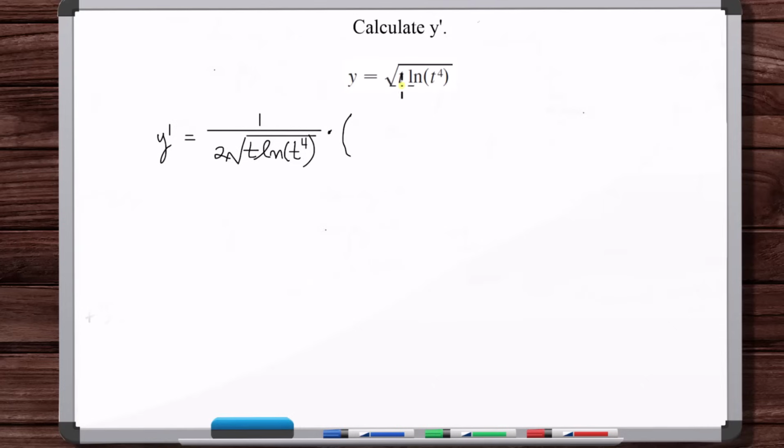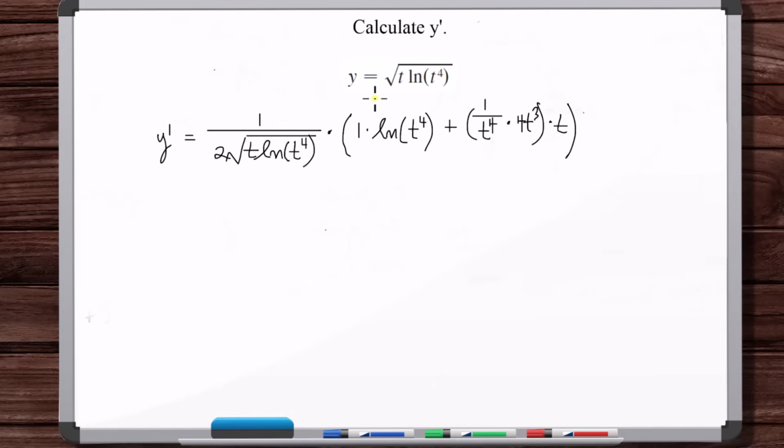Product rule: the derivative of the first, 1, times the second, plus the derivative of the second. Chain rule here. What is the derivative of the natural log of something? It's 1 over that something times the derivative of that something. What is the derivative of t to the fourth? 4t cubed. Let's put this in parentheses. So we have the derivative of the first times the second plus the derivative of the second times the first.